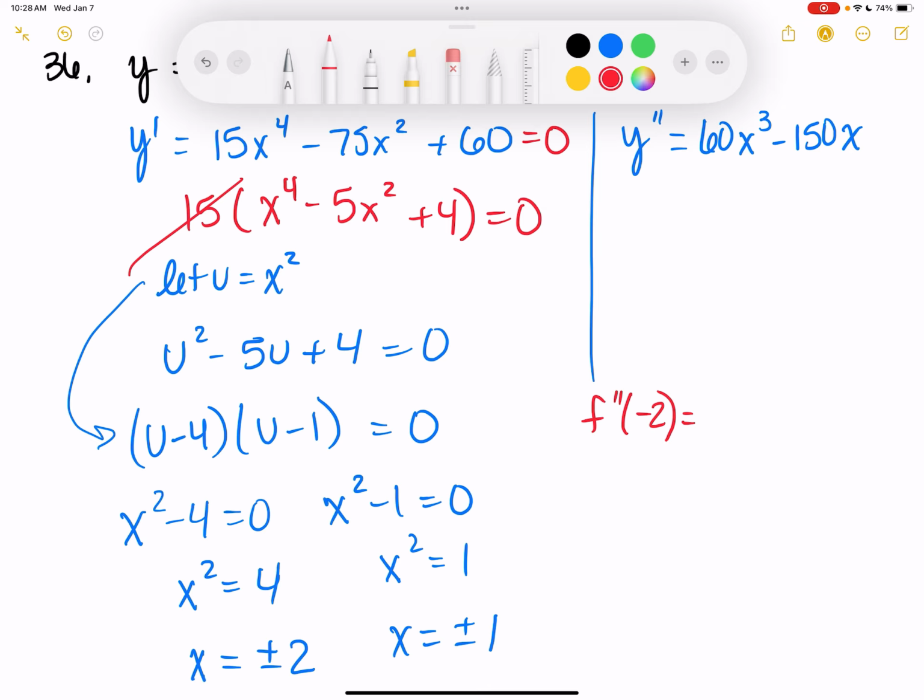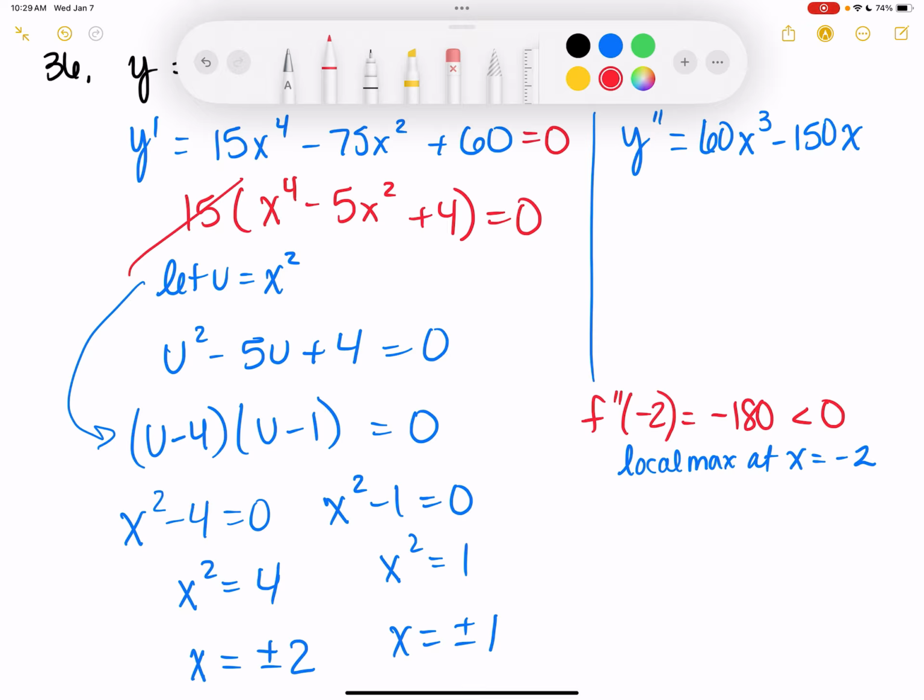and it's a negative 8, negative 480 plus 300, so negative 180, which is less than 0, so that means that I have a max at x equals negative 2. I could find the original point if I wanted to, if I was so inclined, by plugging it into the original, but I'm not going to do that right now.